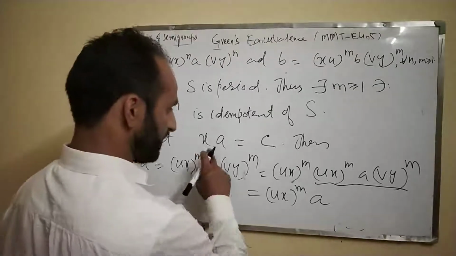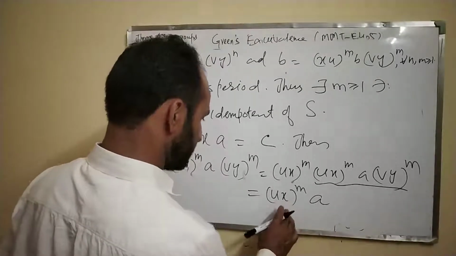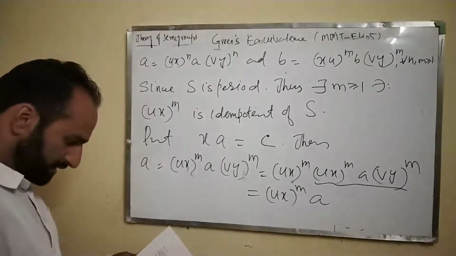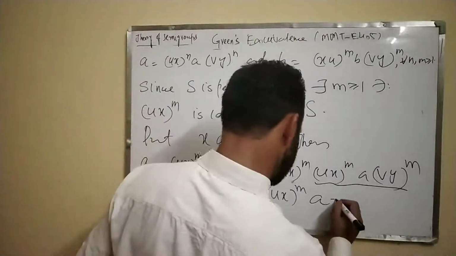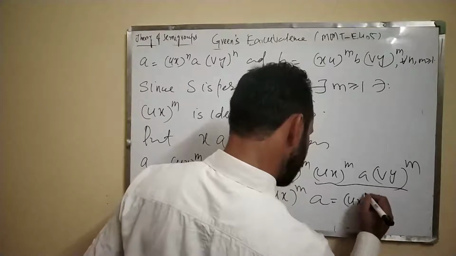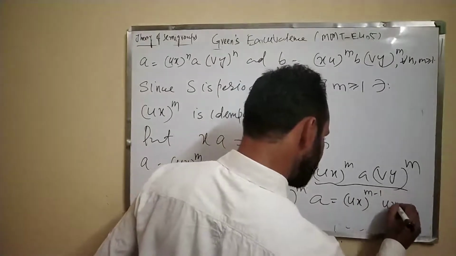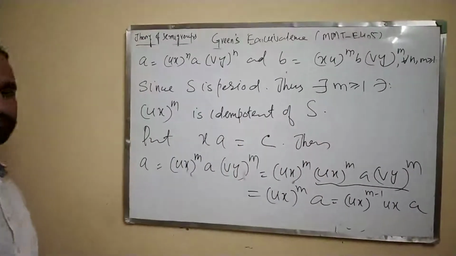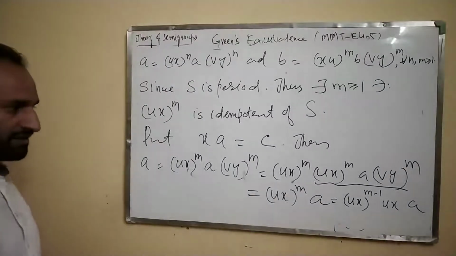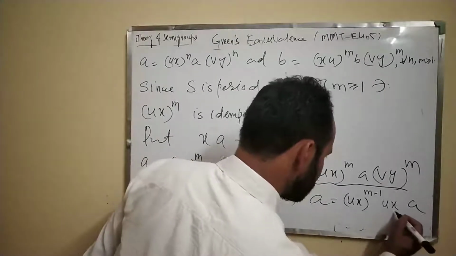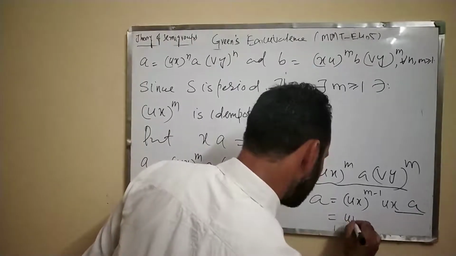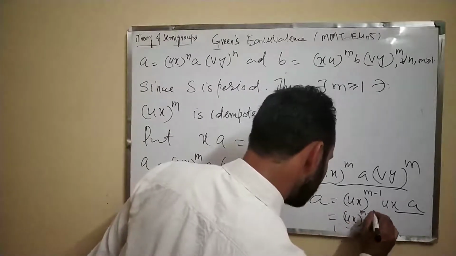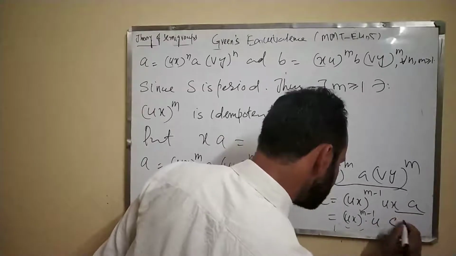But how can I achieve that C? C is actually equal to XA. So I want this XA to be here. But this can be done because we can write it as ux power m minus 1 into ux into A. Now this XA is equal to C, so it's equal to ux power m minus 1 into U into C.